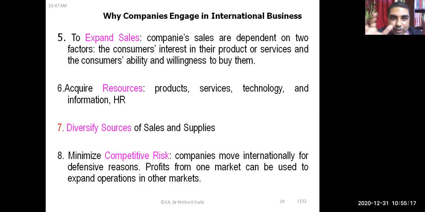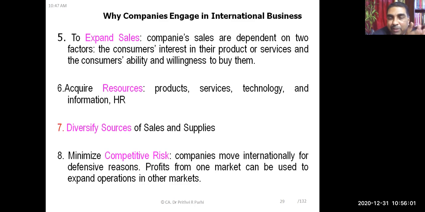So companies want to expand their sales. That's why they enter into international business. They start international trading. Another point of importance is that one may do international business to acquire resources. Some of the resources may not be available in your domestic market. Maybe some products are not available, some services may not be available. Sometimes different technologies may not be available. Information may not be available. A specific manpower or human resources may not be available.